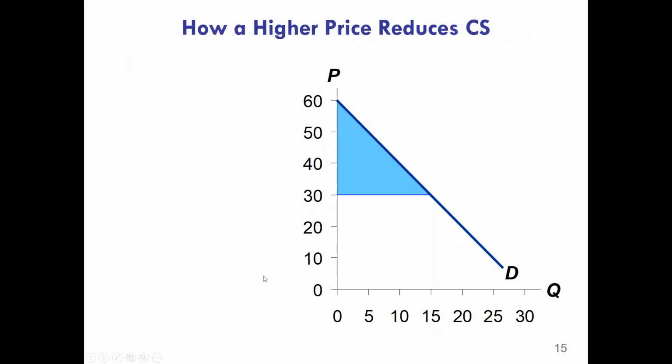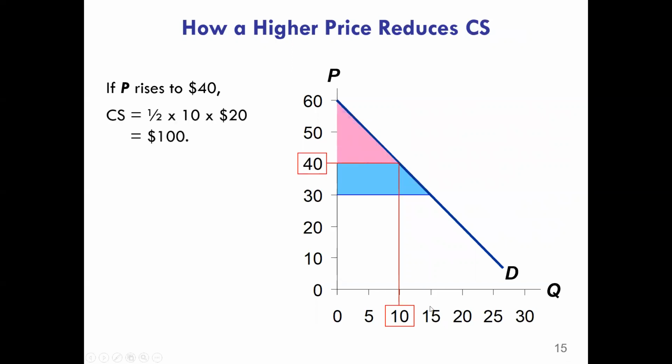Now, we would also realize that when prices increase, consumer surplus reduces. And we'll show this using this diagram. So let's say if price increases from $30 to $40, we can see that quantity reduces from 15 to 10. So what is the consumer surplus?